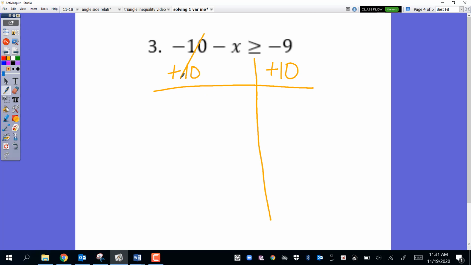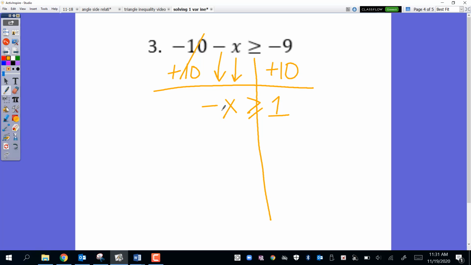Okay. 10 cancels out. What's left over here? Don't lose that negative sign. That's still there. -x. -9 plus 10. You would type that in decimals. You would get a 1. In this step, did I divide? No, so my symbol is going to stay. I don't even have to think about flipping it unless I'm dividing.